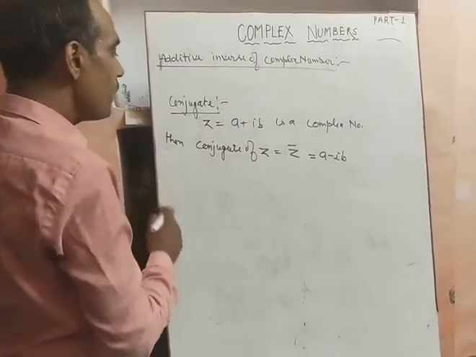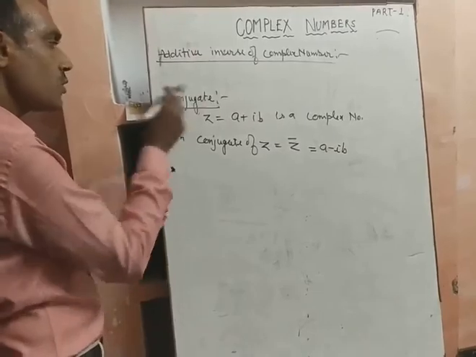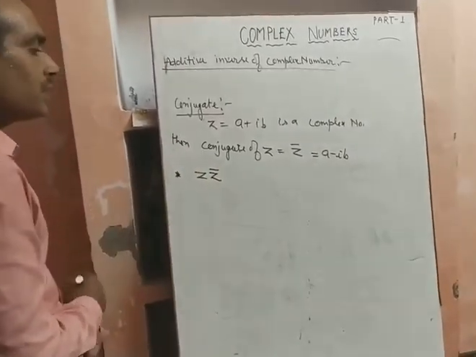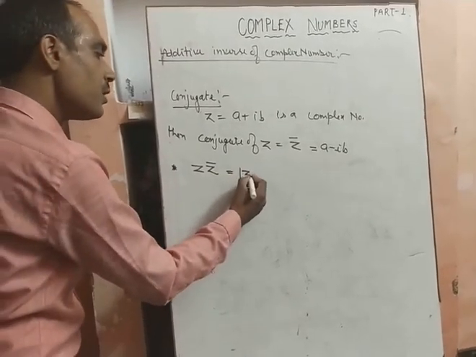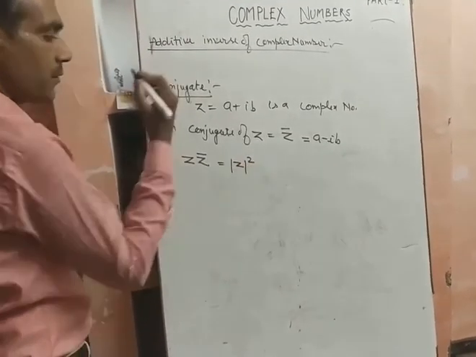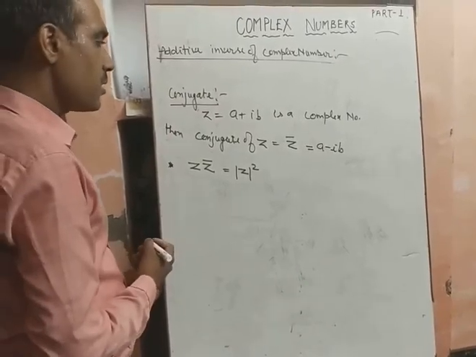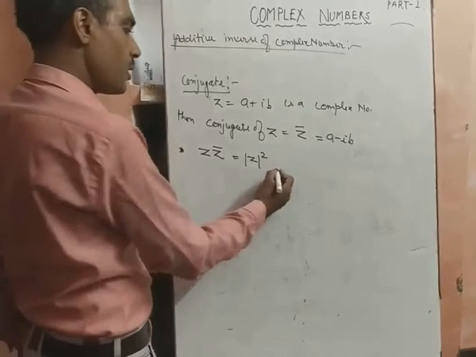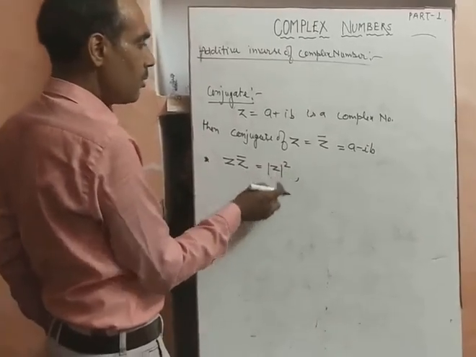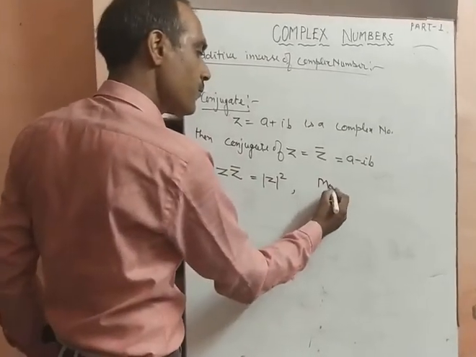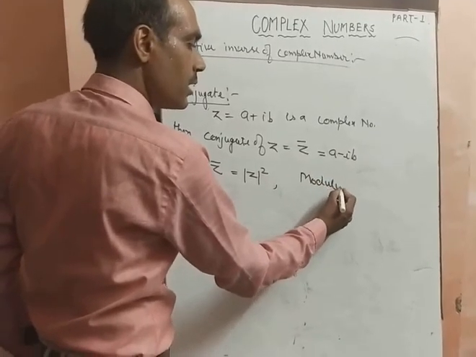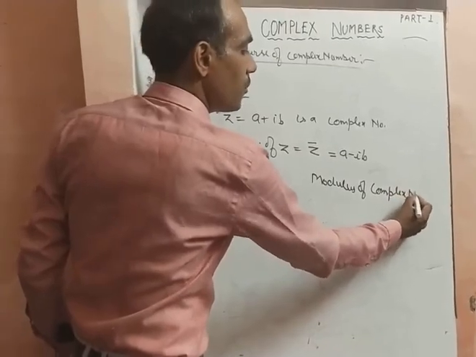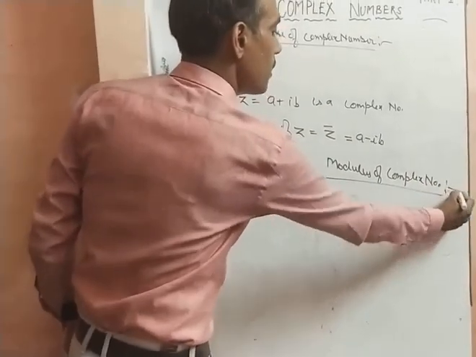One property related to the conjugate is that z into z bar gives mod z square. But what is mod z? First understand mod z. Mod z means the modulus of a complex number. Try to understand this.